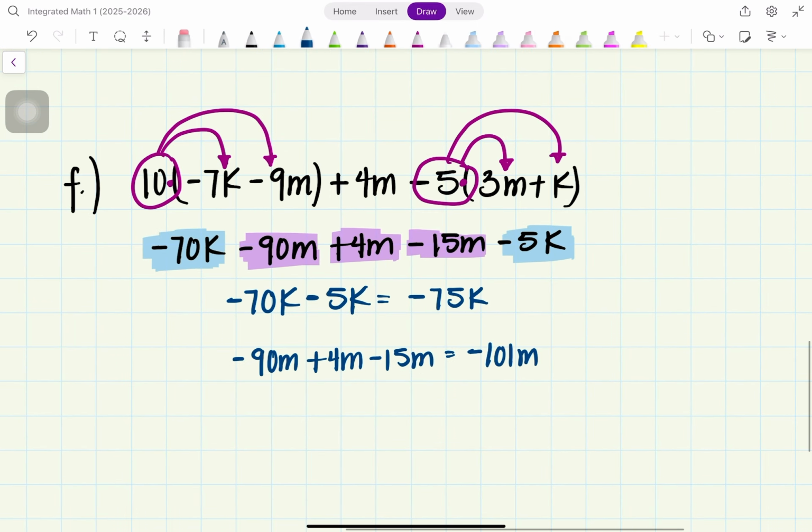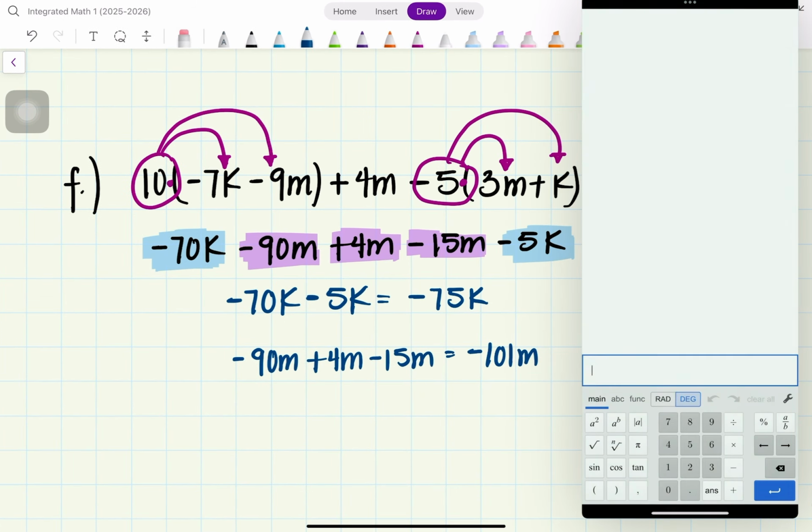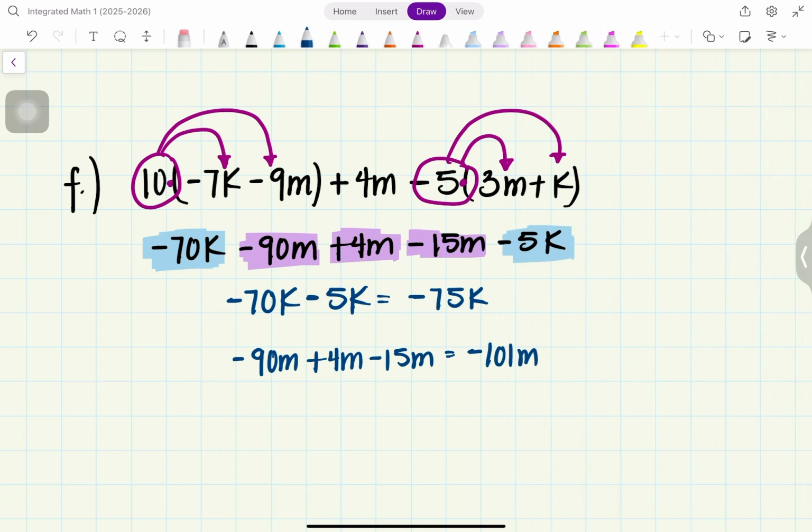Let's double check, guys, because I could be wrong, right? Sometimes even I fail in the calculations here. So negative 90 plus 4 minus 15. Whew, we made it. That's correct. So final answer in this case, guys, would actually be a negative 75k minus 101m. And that is our final answer.